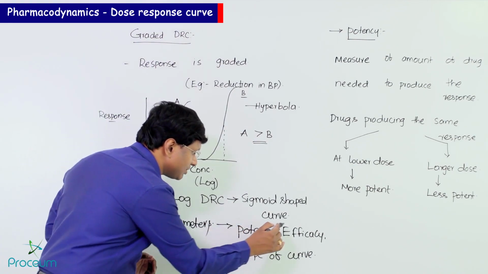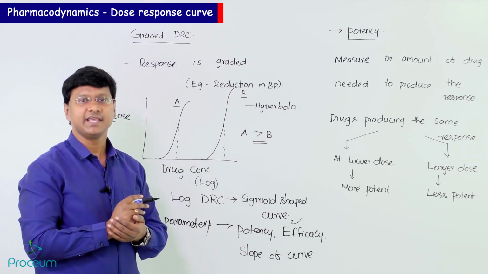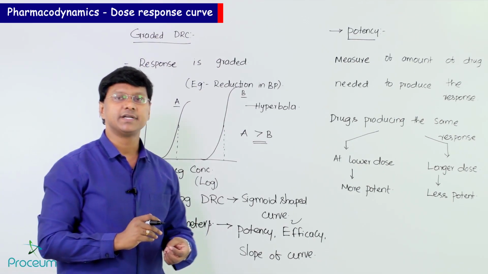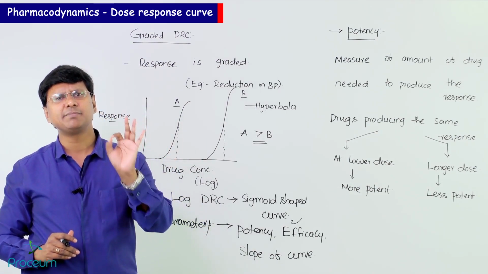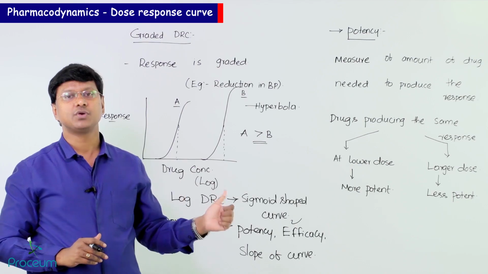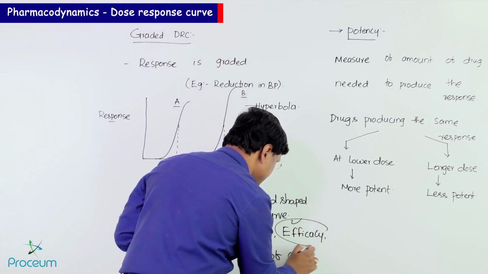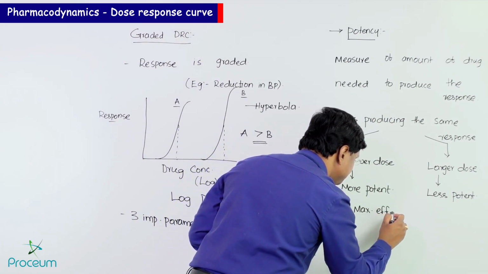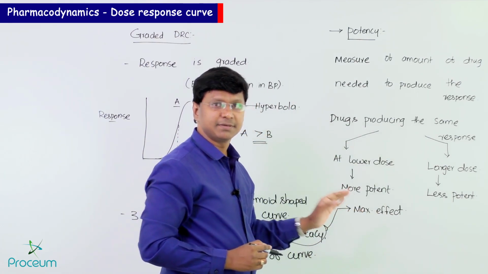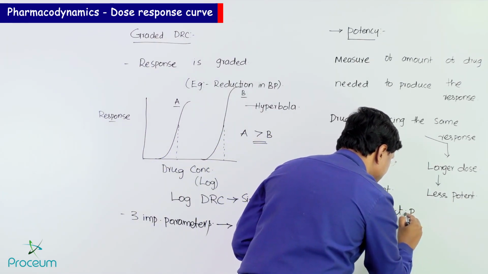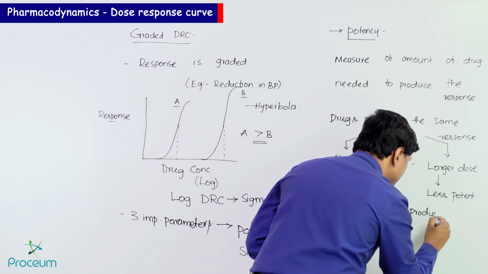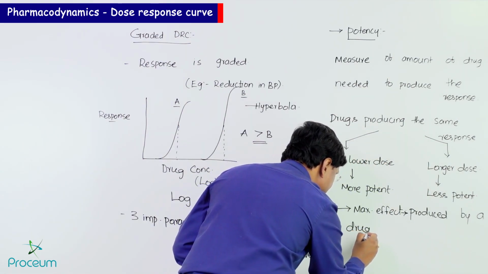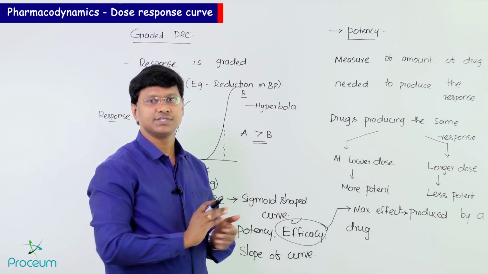Now let me discuss the second parameter, that is efficacy. What do you mean by the word efficacy? Remember, it is the maximum effect produced by a drug. The word efficacy means maximum effect produced by a drug. That is what is called your efficacy.